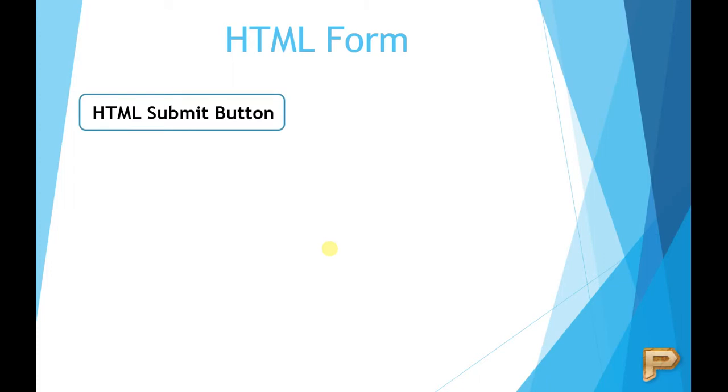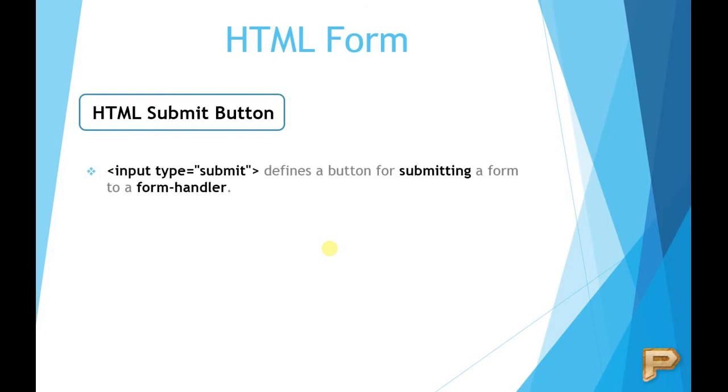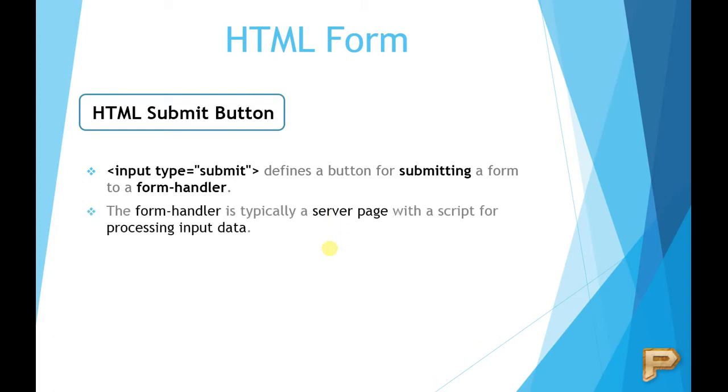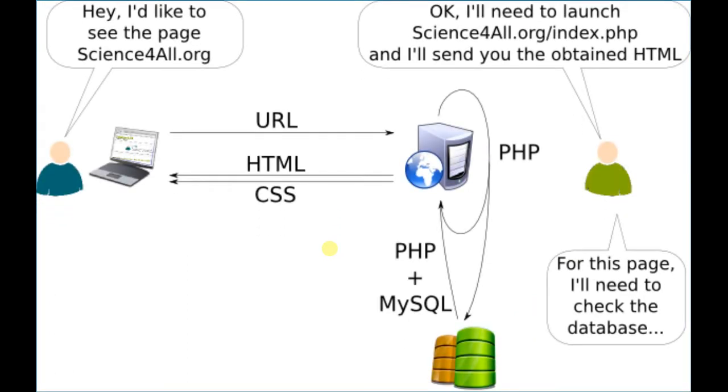After creating a Facebook account or a Gmail account, you have to submit those details to the server. So input type submit defines a button for submitting a form to a form handler. The form handler is typically a server page with a script for processing that input data. Here the user has submitted all the information in the form, and all of it goes and is stored in PHP or in the database. PHP and database tutorials I have also made, that will be covered later.